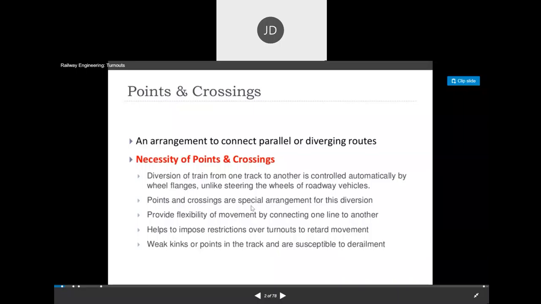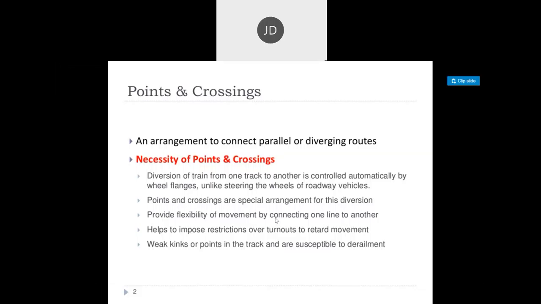So points and crossings are a special arrangement for this diversion that provides flexibility of movement by connecting one line to another, and it helps to impose restrictions over turnouts to retard movement. Okay, so these are some important points necessary for point and crossing.